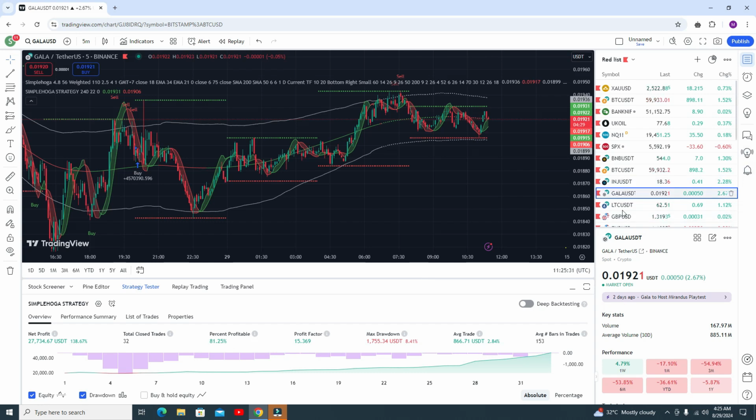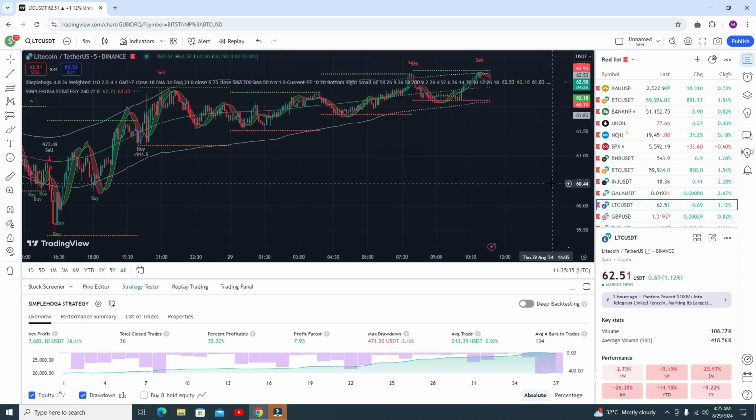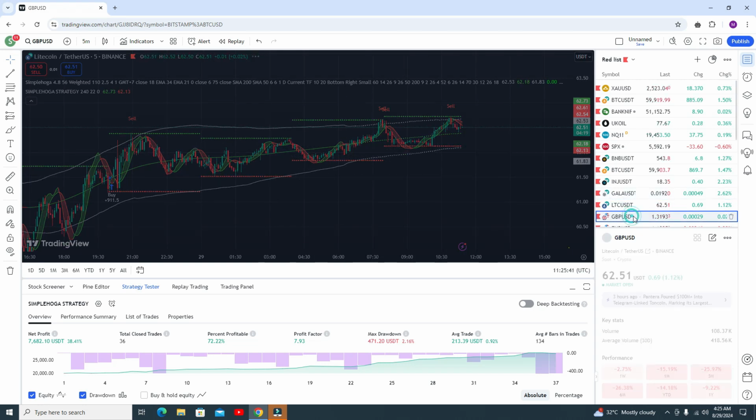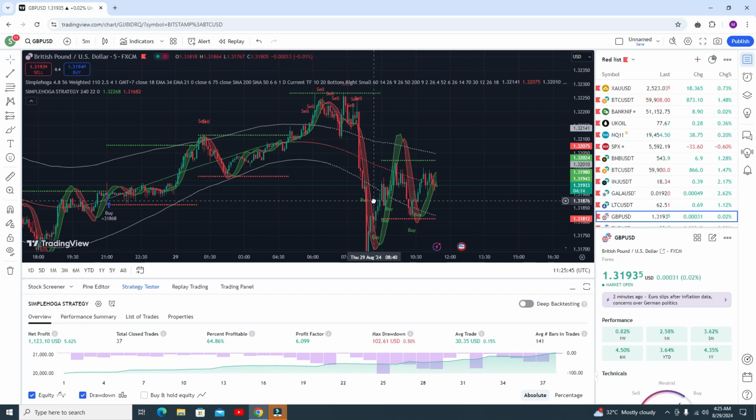Okay, if you go to the LTC, here you got the buy signal, and you can see after getting the buy signal the market is going upside. Okay, so we need to find the perfect buy or sell position.